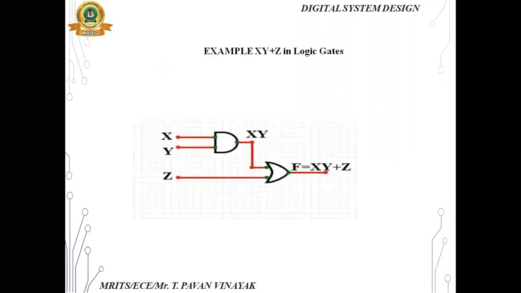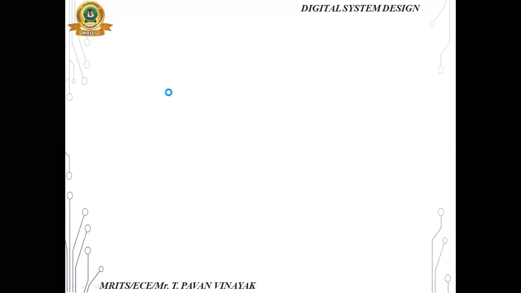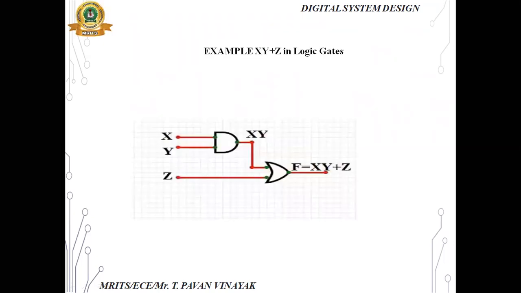This is the first experiment in your lab. Whatever expression we give, you have to design that circuit using logic gates. For example, XY plus Z: AND gate, OR gate. Similarly, whatever expressions we have, you have to learn those things.